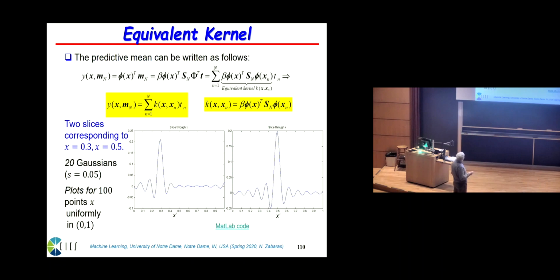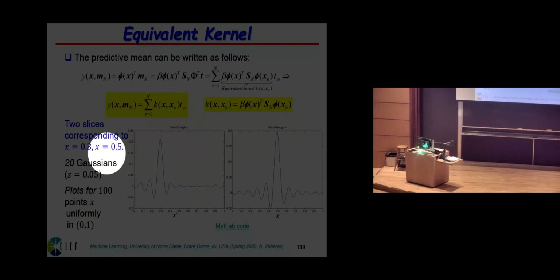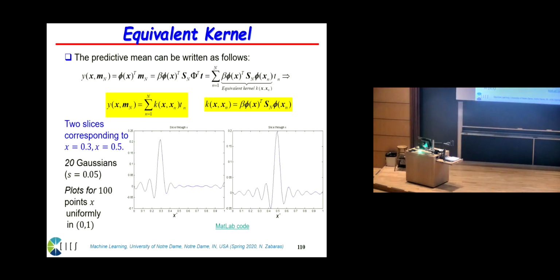Now, if I plot it in a clearer fashion to see that these kernels are localized, what I'm going to do is take the two plots that you see: on the left I fix x equal to 0.3, on the right x equal to 0.5, and I plot the kernel value as a function of x prime. You can see that the kernel basically peaks at x prime equal to 0.3, and in this case, the kernel peaks at x prime equal to 0.5, exactly as we expect.